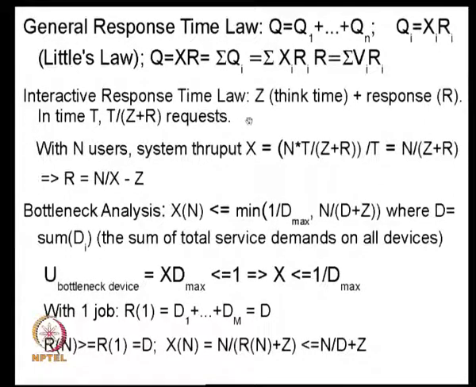Now if you want to do bottleneck analysis, if you have a bottleneck device, the throughput of the system is decided by the bottleneck device, which has the maximum demand of service. That bottleneck device has a lot of visits or whatever it is, and that drives the system to what it can do. The utilization is always less than or equal to 1, so X should always be less than 1 by D max. If there is a bottleneck device, it is going to satisfy this property. We have already seen this one.